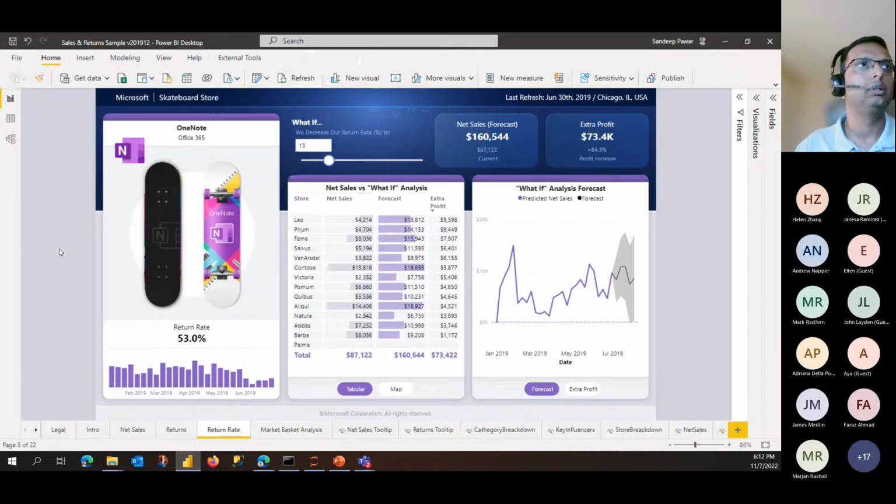And the goal here is not to create a static report. They should be able to interact with the report and create maybe some sort of scenario analysis so that it becomes more dynamic. Very standard stuff again. In the table over here, we have net sales for each of the stores, and then what the forecast looks like, and that takes into account the overall return rate. On the right-hand side, it's just a forecast of these products that are selected for this given time period.